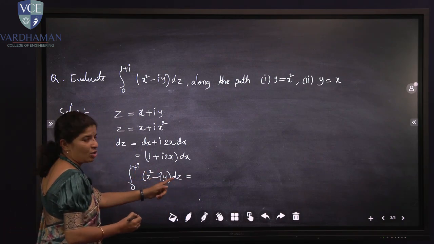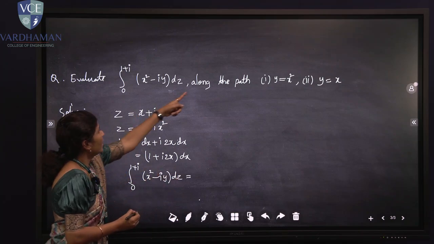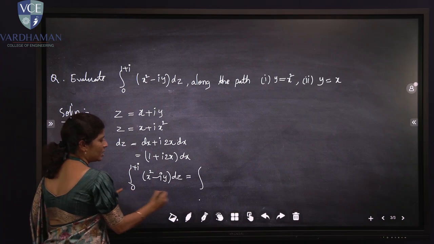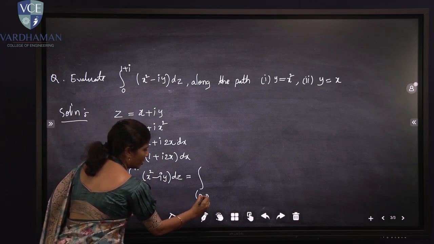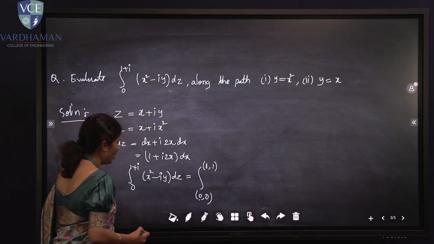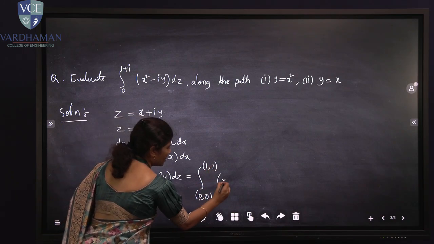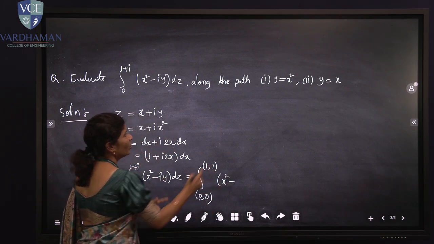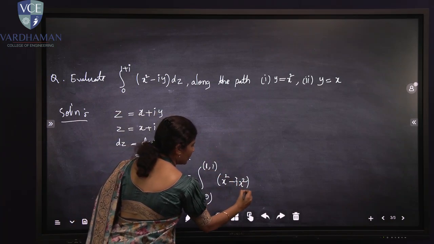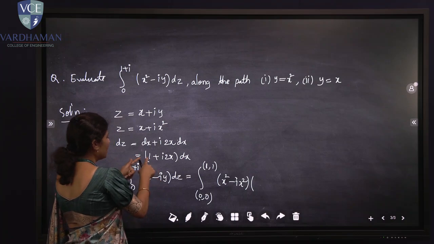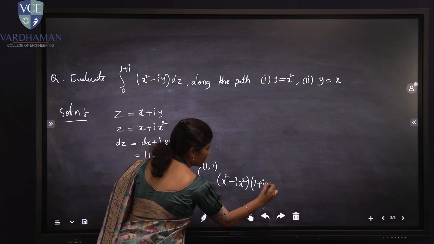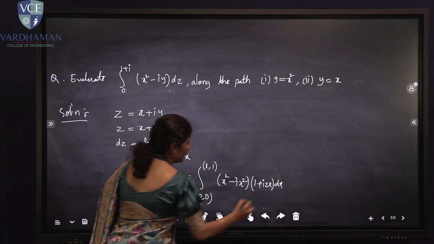Now this integration is totally converted along the path y equals x square. Here I write the coordinates: 0 means the point (0, 0), and 1 plus i means the point (1, 1). We write the first term x square minus i times y, where y is x square, into dz. We already simplified the dz value as (1 plus i 2x) dx.